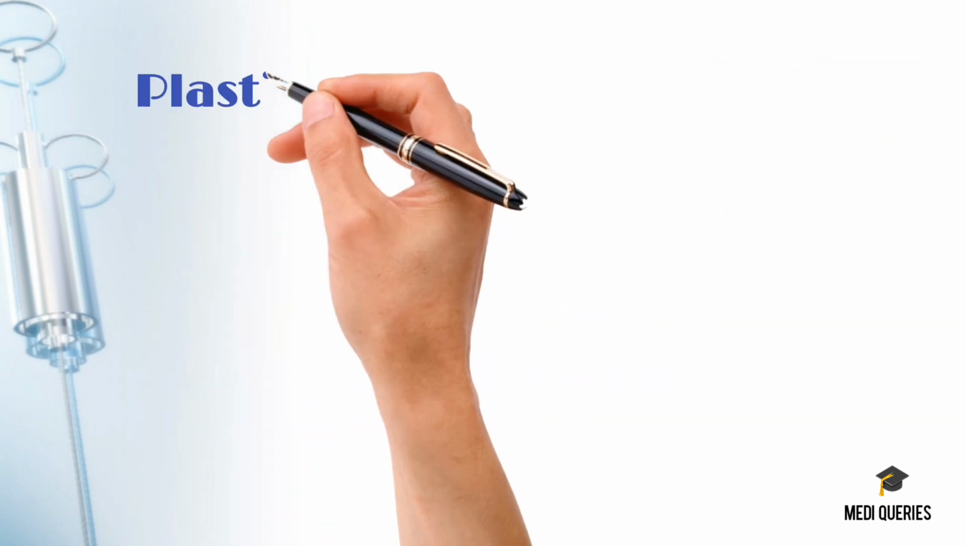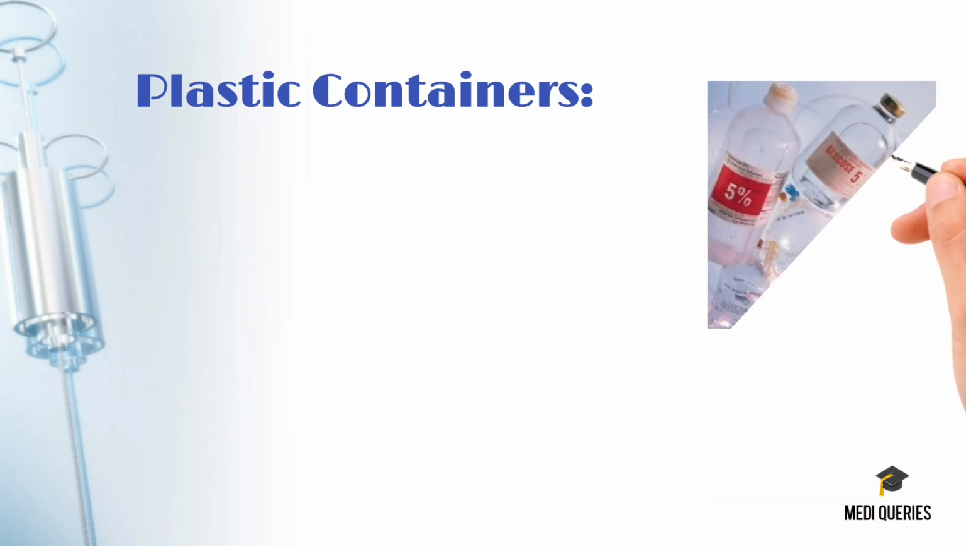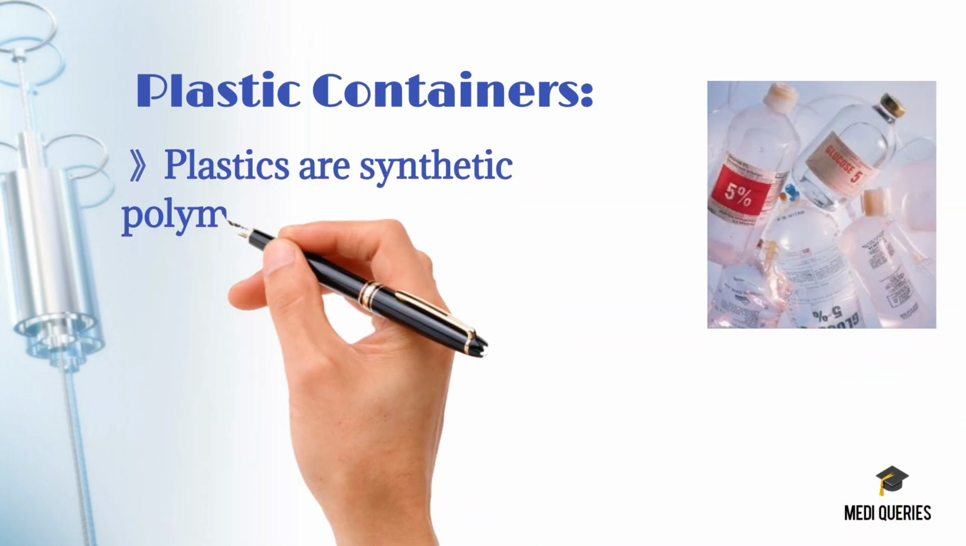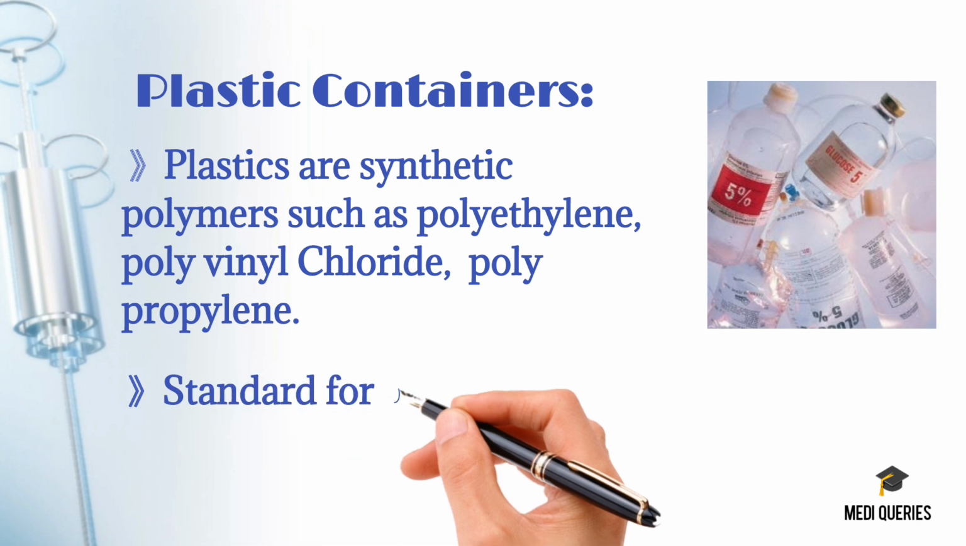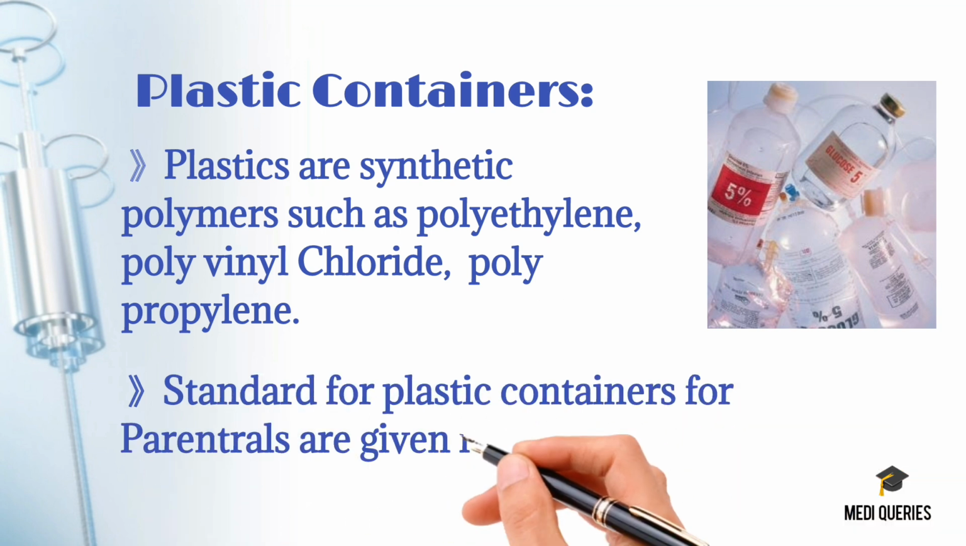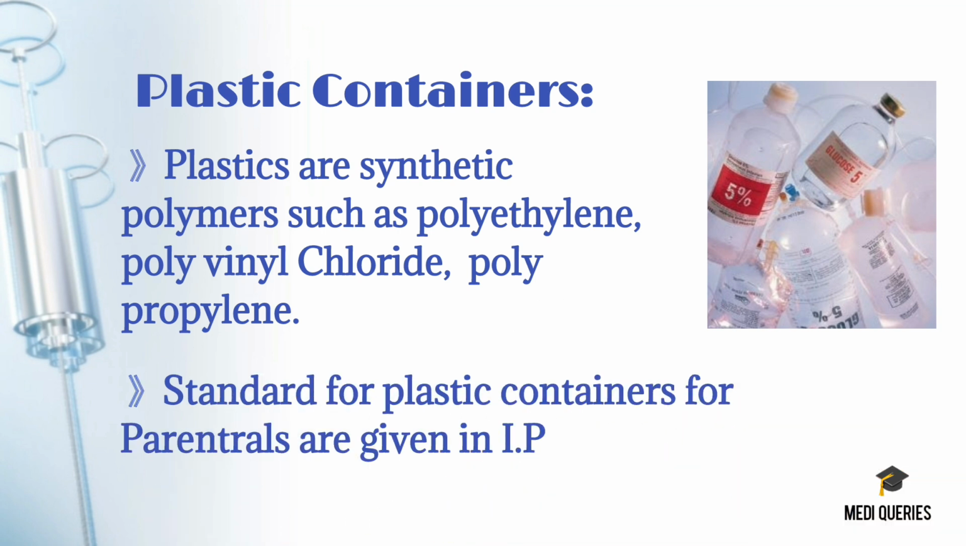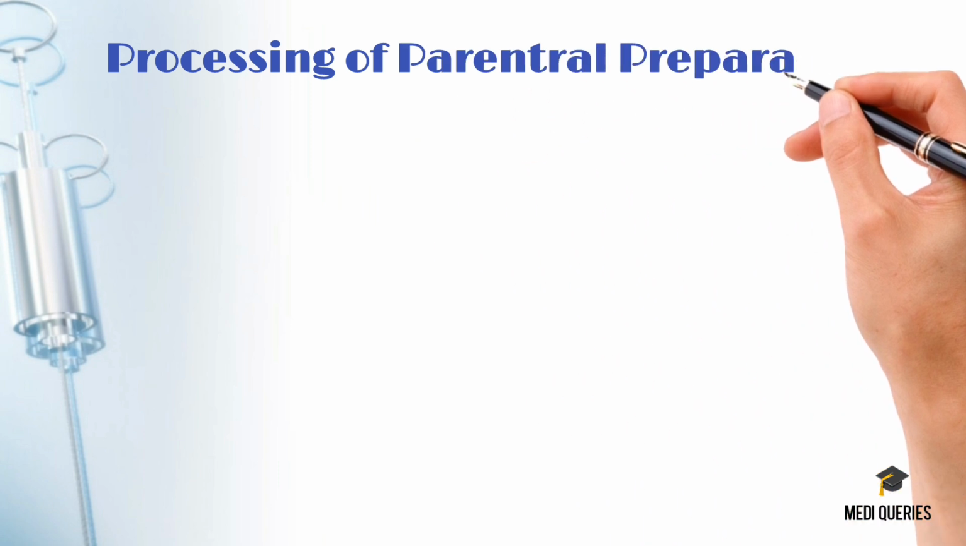So next, coming to the plastic containers. The plastics are synthetic polymers such as polyethylene, polyvinyl chloride and polypropylene, which are used to make the containers for the injectables. The standards for the plastic containers for the parenteral products are given in IP. According to the IP, we will prepare the containers.